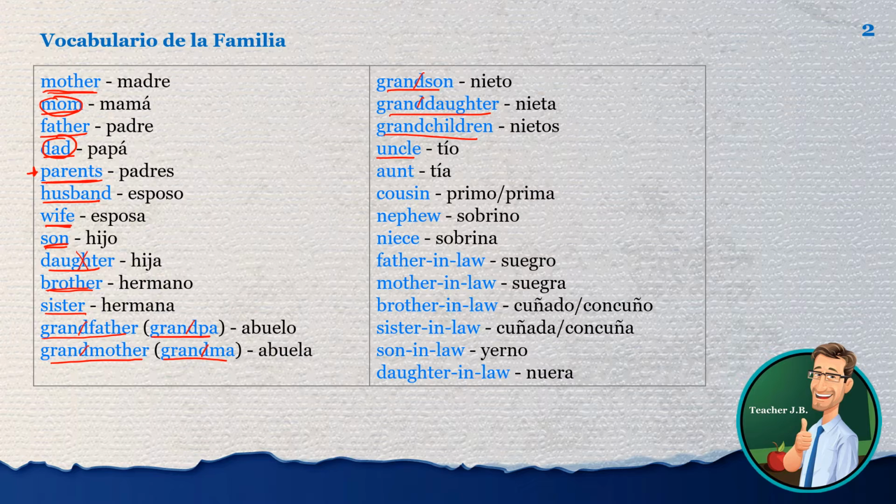Uncle, aunt, cousin, nephew. This PH has F sound. Nephew. Niece. Father-in-law and mother-in-law and brother-in-law and sister-in-law or son-in-law or daughter-in-law.